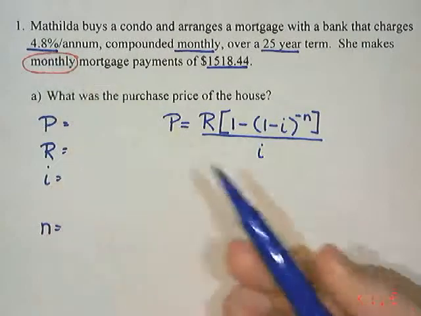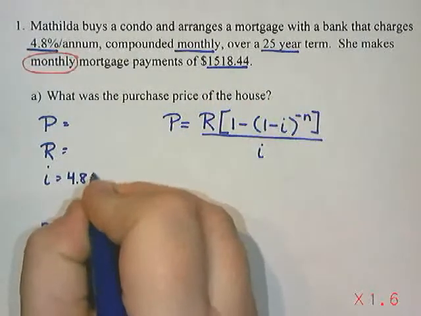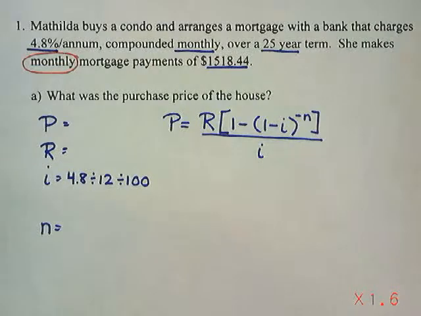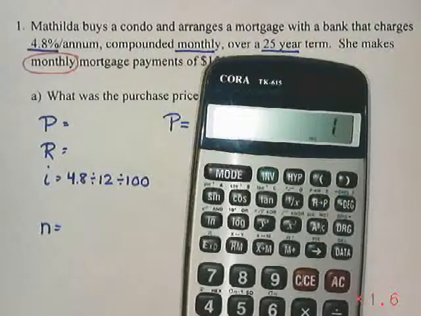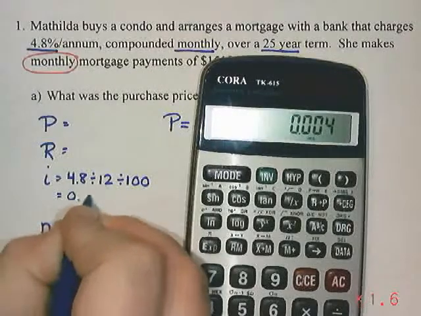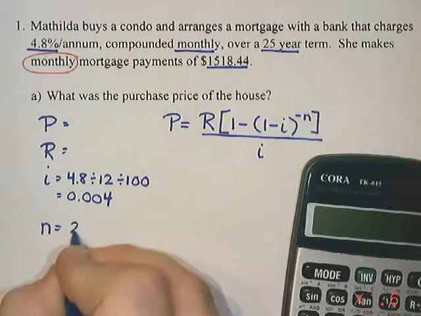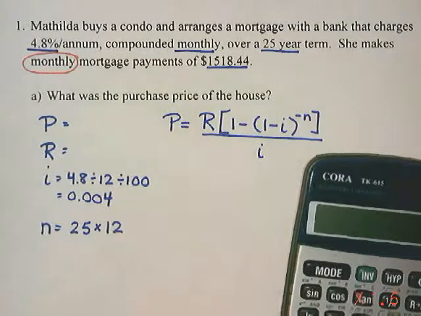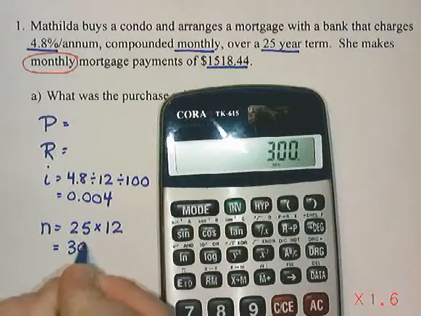The 4.8% is my interest rate, but it is being compounded monthly, so we divide it into 12 equal installments. And we always divide it by 100. So 4.8 divided by 12, divided by 100 is 0.004. Okay, 25-year term. So we're making payments for 25 years, but we're doing it 12 times a year. So 12 times 25 is 300, so we're going to make a total of 300 payments.